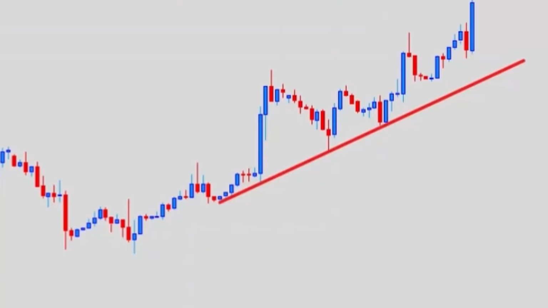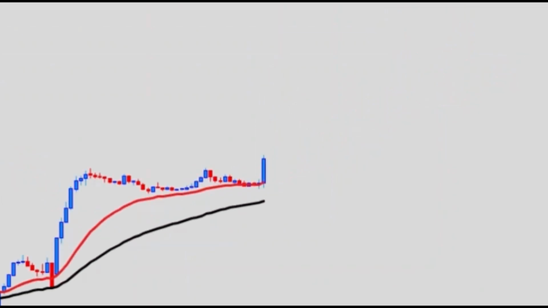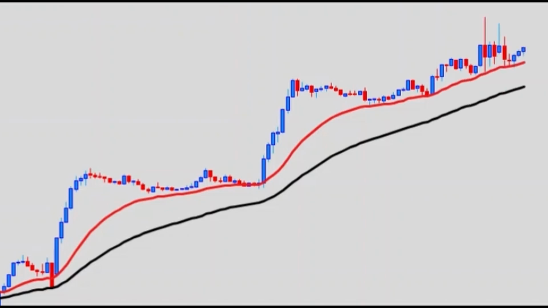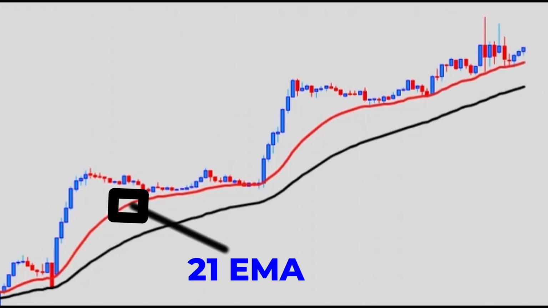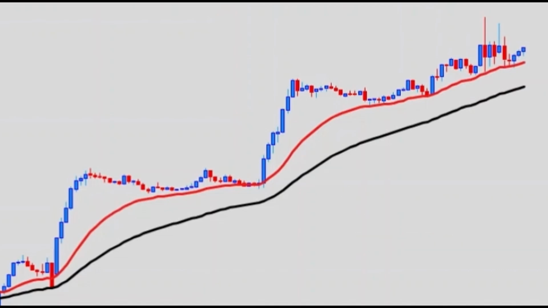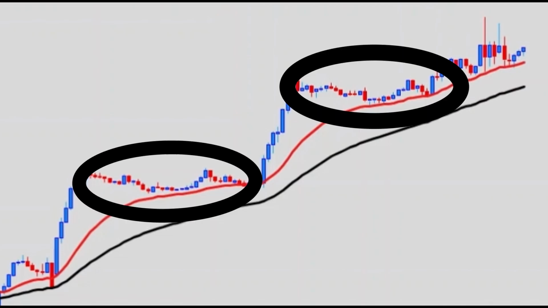Let us see an example of it on the chart of the market. So, here we have the Euro-Pound pair on the 1-hour time frame. The market is making significant higher highs and higher lows, which suggests that a bullish phase is going on. This is the 21-period EMA line, and below it is the 50-period EMA line. So, the market made the pullback multiple times.